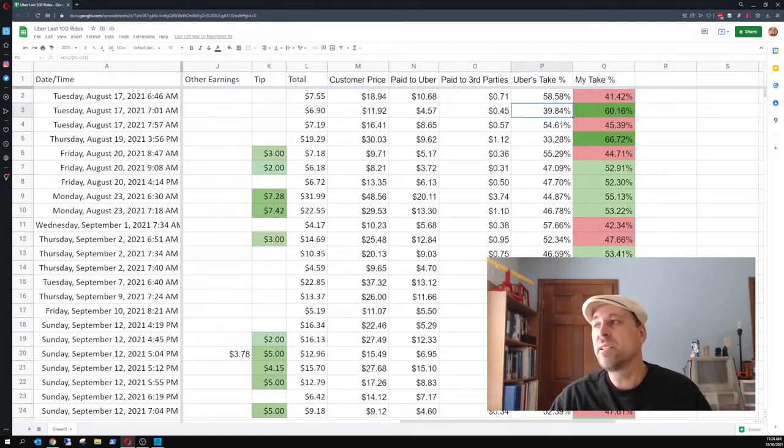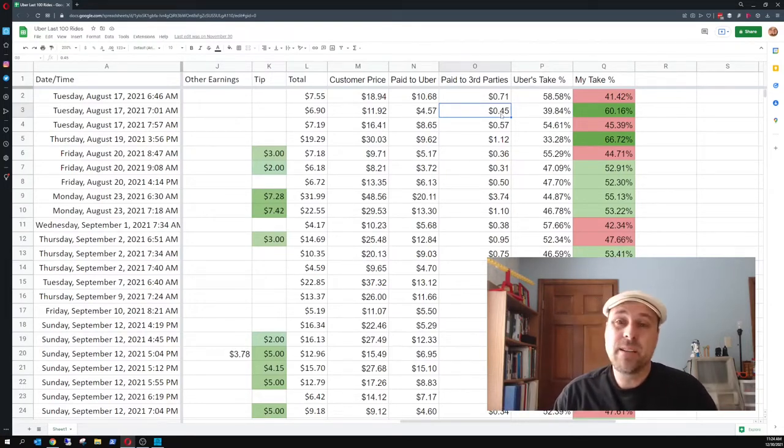So I calculated Uber's take. As you can see here, you're looking at that going, wait a minute, that's not 100%. What about this that went to third parties? That's still money that I didn't get paid. And although it doesn't go to Uber, it's money that didn't go to me. So just to make the stats a little bit easier, I just did it this way.